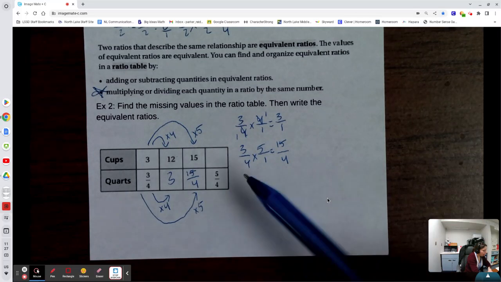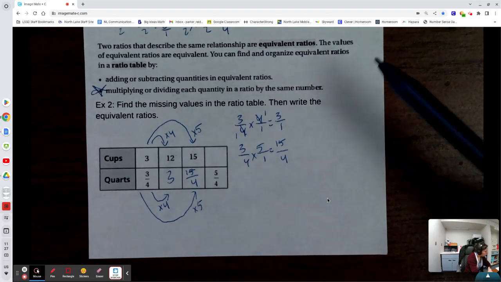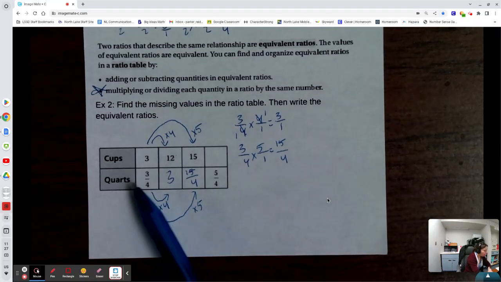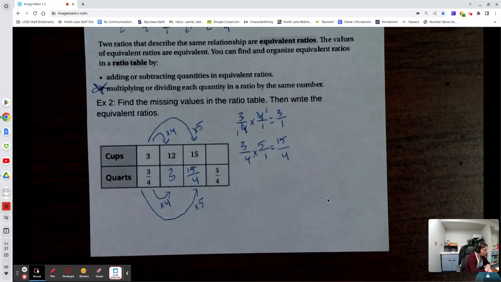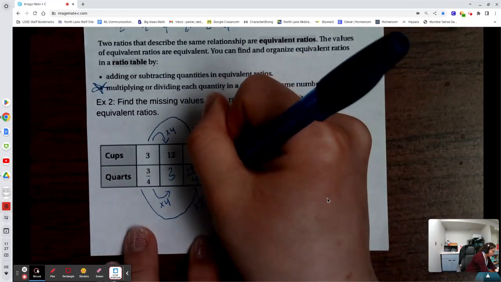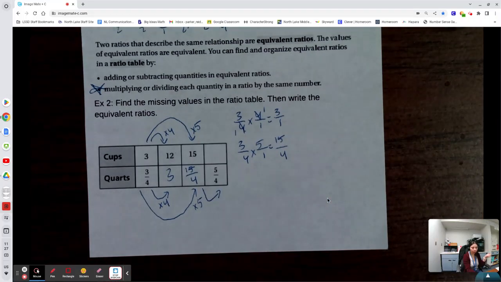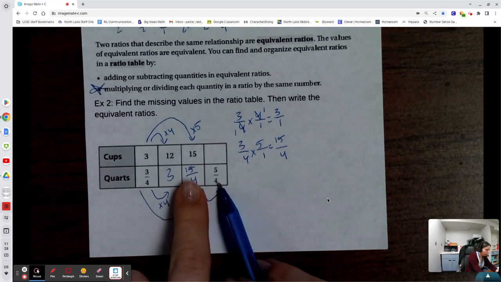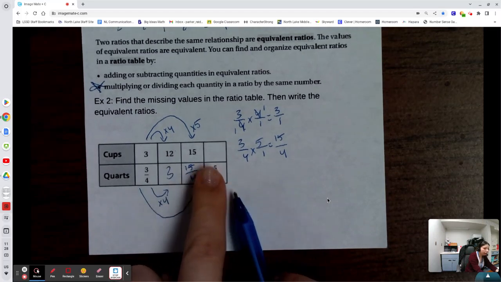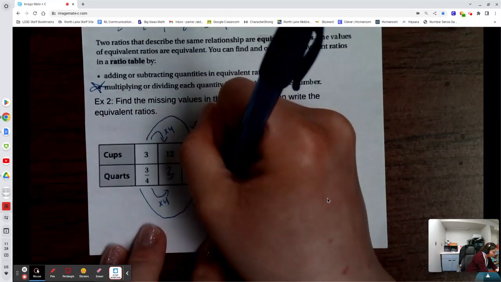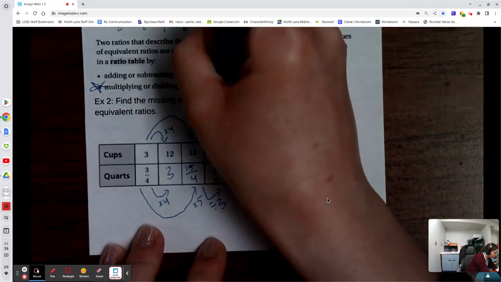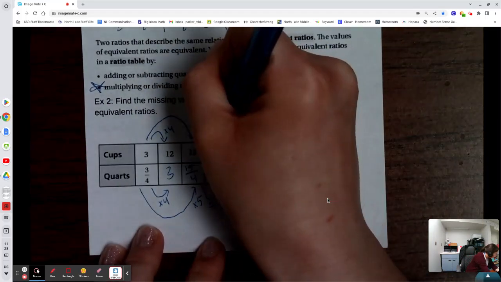And last but not least, I have 5/4 right here. So I can choose any of these to go from to get all the way here to 5/4. I'm personally going to choose my 15/4. If I have 15 of something and then all of a sudden I have 5 of that thing, because the denominators are the same, right? 15 of this, 5 of the same thing. How did I go from 15 to 5? I divided by 3. So I'm going to do the same to the top.